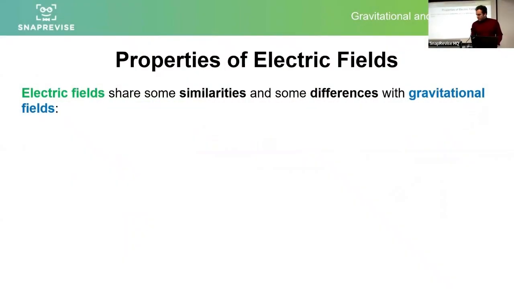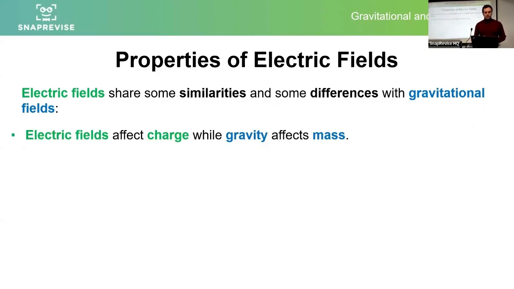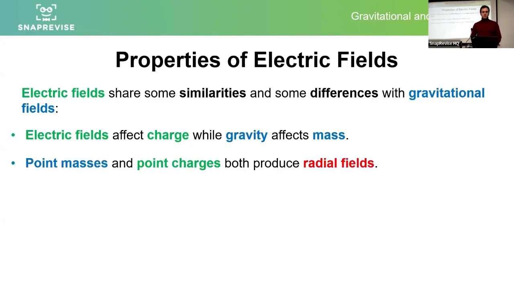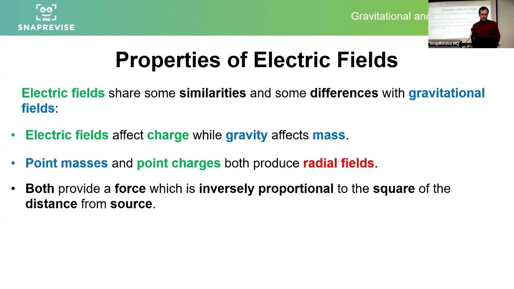Okie dokie. Properties of electric fields. I've already slipped into making comparisons between electric fields and gravitational fields. It's almost as if everywhere we said the word mass when talking about gravitational fields, we could insert the word charge, and it would be true for electric fields. They both produce radial fields for point masses and point charges.